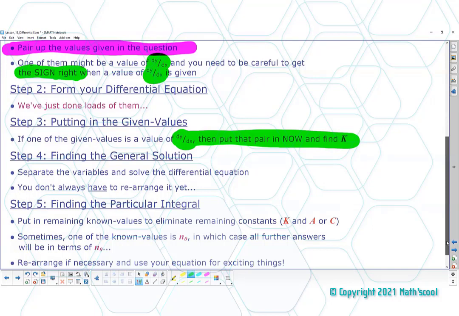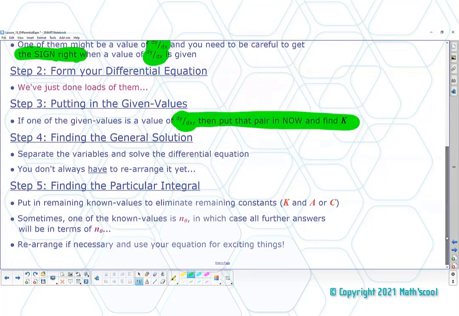Once you've done that, you separate your variables and integrate. You don't always have to rearrange it, but most of the time we probably will, though sometimes later on we won't. Then, to find our particular integral, we put in any other known values and get rid of all the constants. So at the end, we have an equation connecting the two variables with no unknowns in there.